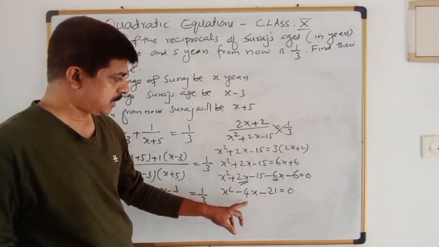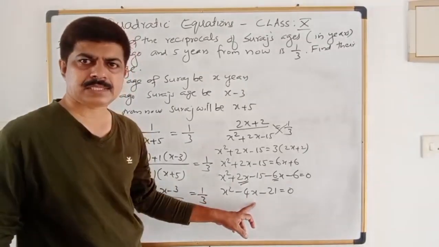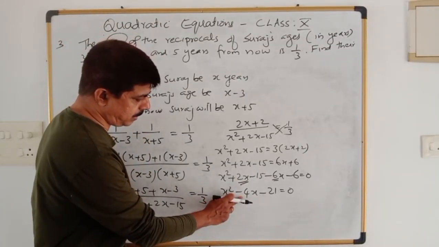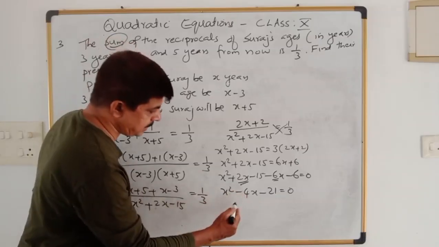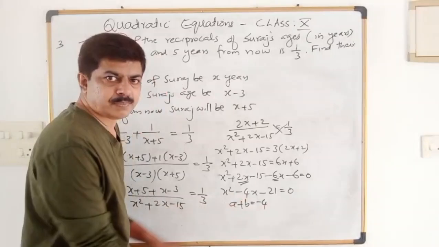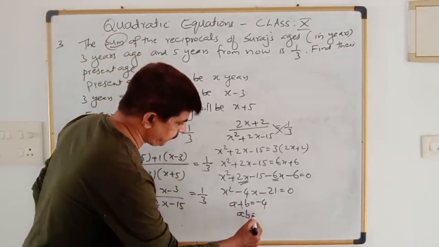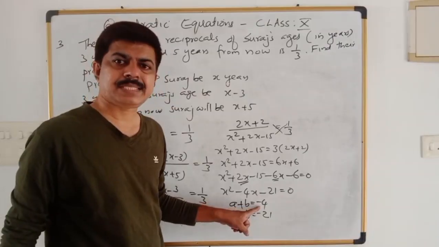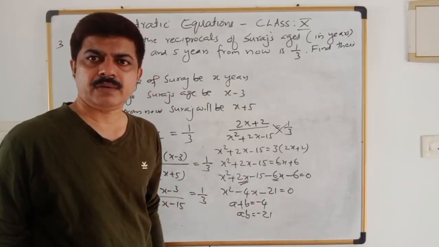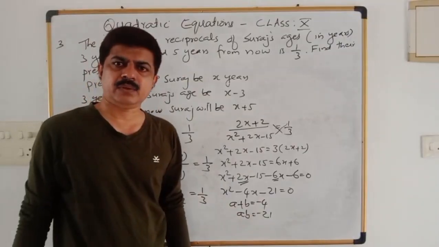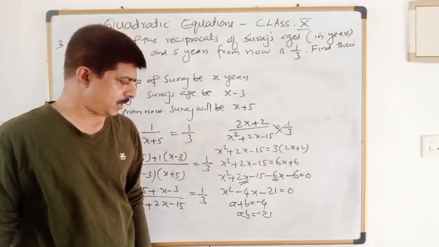So still we can apply the factorization method. Factorization method means we have to take two numbers whose sum a plus b is negative 4 and whose product ab is negative 21. Think of two numbers whose sum is negative 4, product negative 21. What are those two numbers?